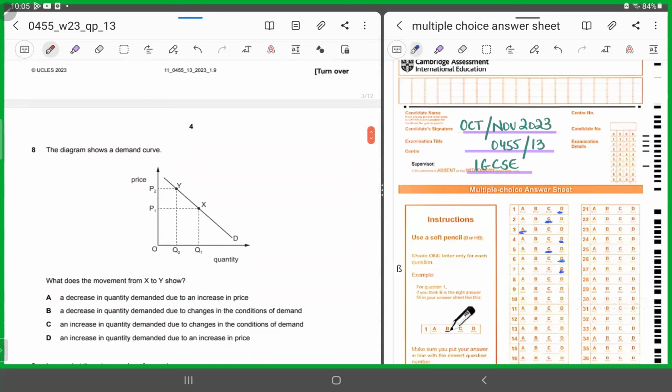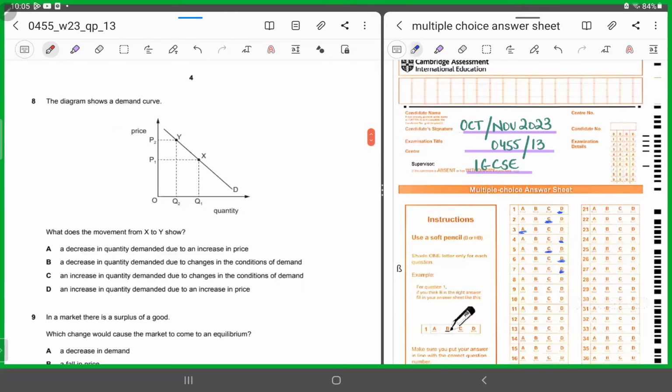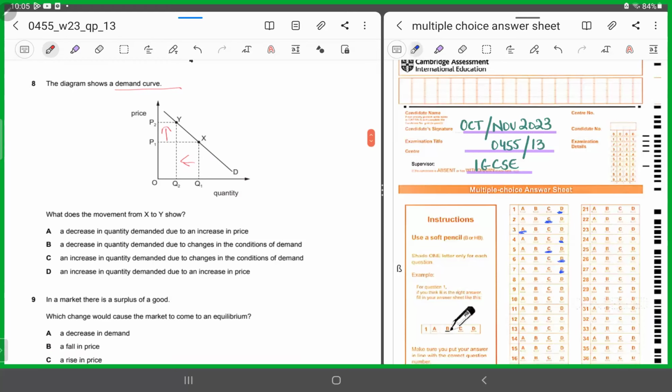All right. MCQ number 8 says, what does the movement from X to Y show? Now, what is actually happening? This shows a demand curve. Now, they are saying we are moving from X to Y. So, this means the quantity demanded is falling and the price is increasing. Now, it's movement along the same demand curve, right? It's movement along the same demand curve.